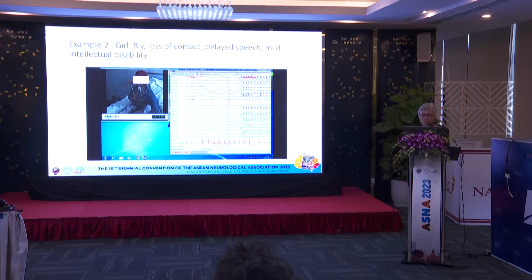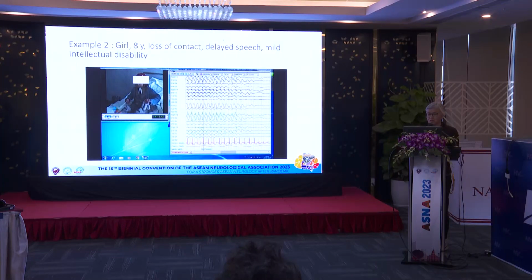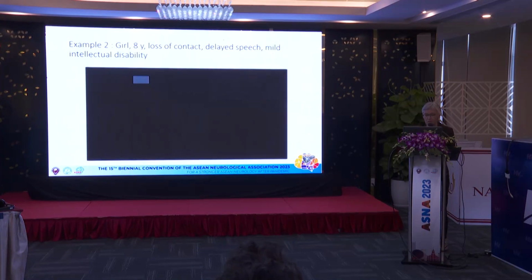This is another case. She's also 8 years, quite the same age. The parents also report loss of contact, but this girl has delayed speech, mild intellectual disability before the loss of contact was reported. So the EEG is very high amplitude. You know, we are at 800 microvolts per centimeter here.